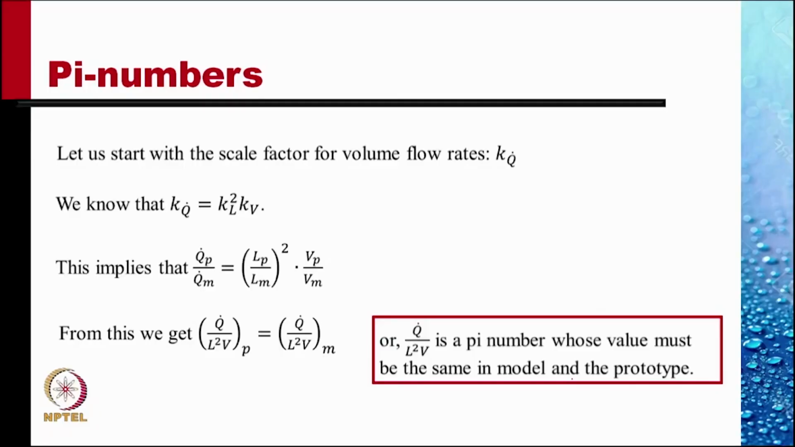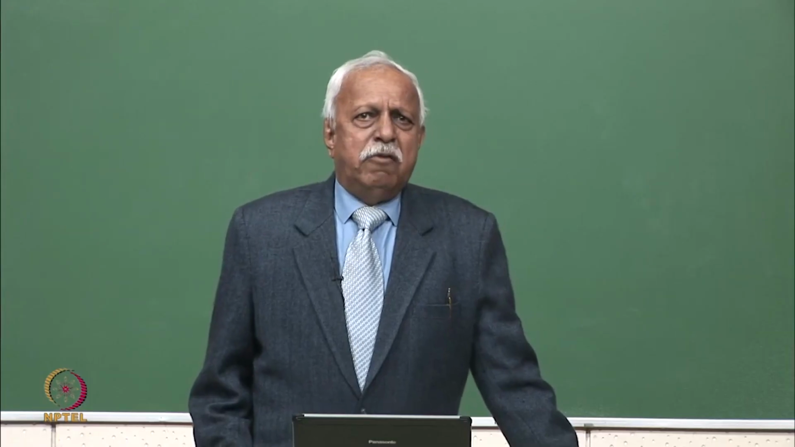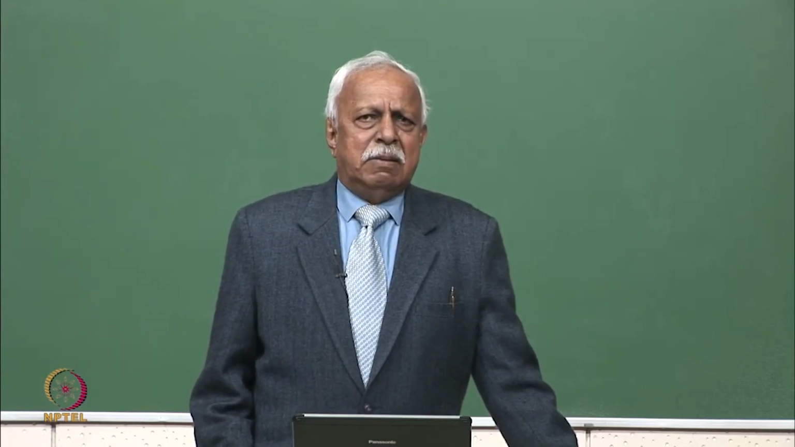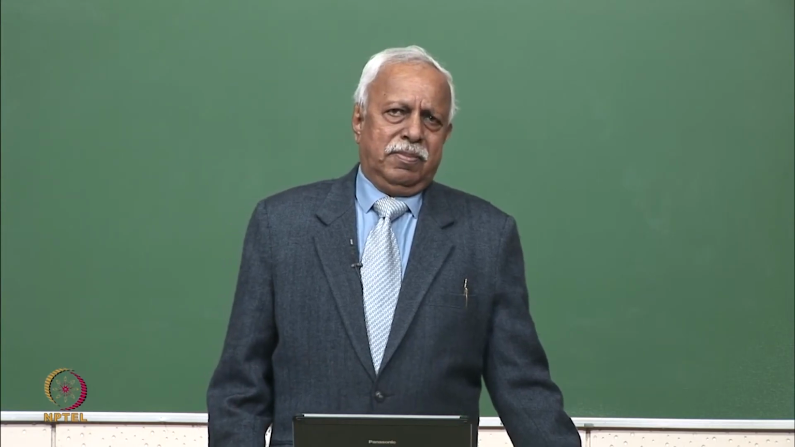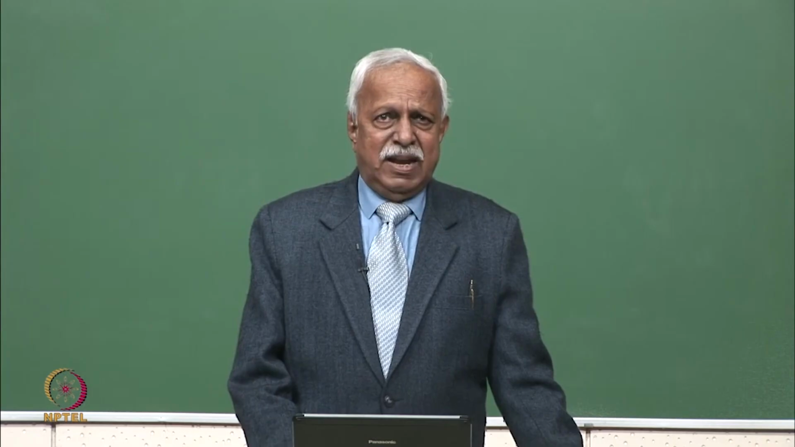What does it mean? That the parameter Q dot divided by L squared V is a pi number whose value must be the same in the model and the prototype. It is understood that the quantities are the characteristic values. This is a requirement for similarity. If Q dot, L and V are independent parameters, but if one of them is a dependent parameter, it becomes a prediction rule. We'll explain that a little later.